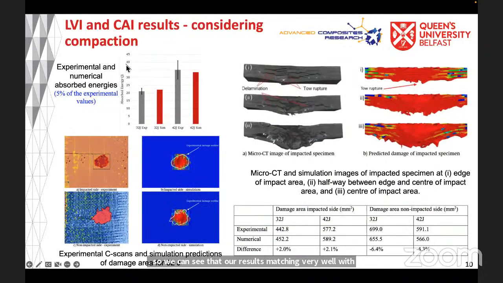Similarly, these are the absorbed energies, again a comparison of the simulation and experimental results. We can see that the red, which is our simulation, and the gray one, which is from the experiment, are both matching very well. And these are the impacted areas, the damaged areas, on the top side and on the bottom side. As you can see in this figure, there is only a 2 and 6% difference between the two, so again it's very accurate. And these are the cross-sections at different locations, again a comparison of the experimental results and the simulation results, and both are matching very well.